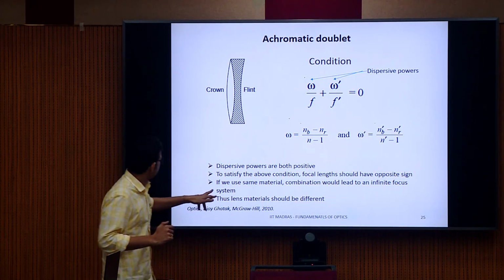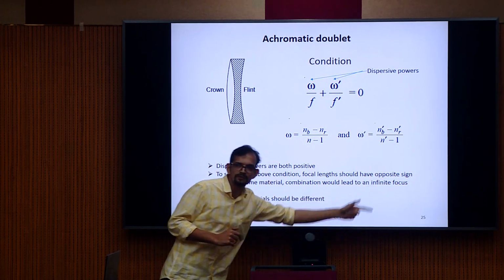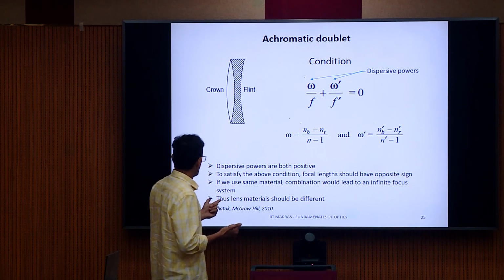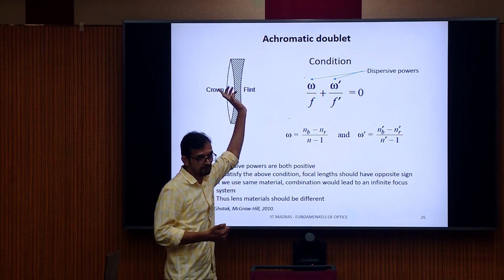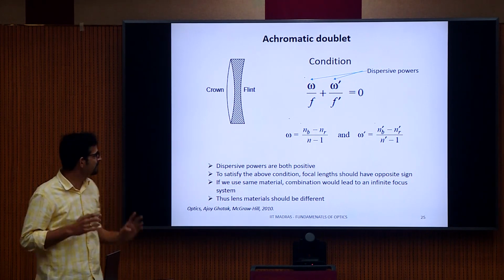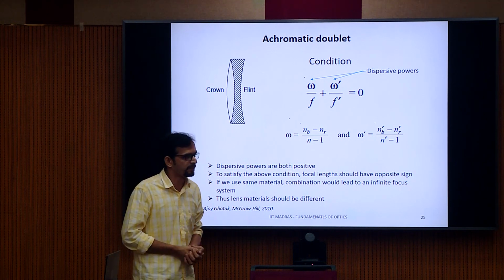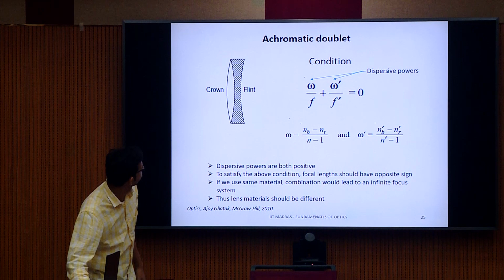If you use the same material, this combination would lead to an infinite focus. So the lens materials should be different, and you have to adjust the focal lengths accordingly. This is one way of correcting the chromatic aberration. Clear? There is another way, but I am not going into that.